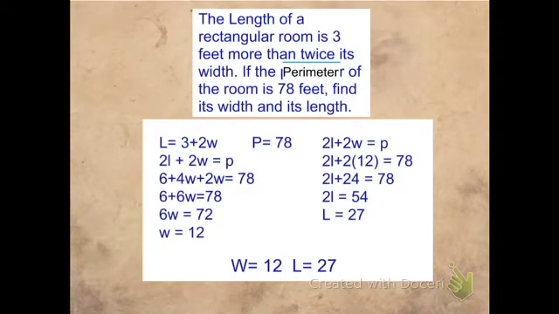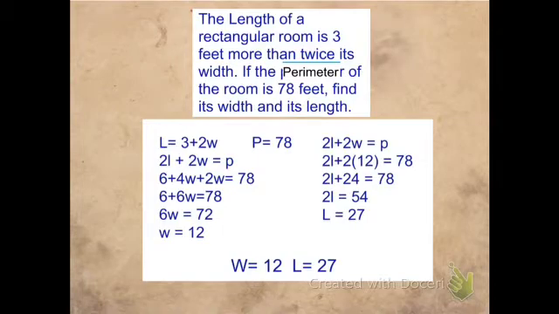A word problem. The length of a rectangular room is 3 feet more than twice its width. If the perimeter of the room is 78 feet, find its width and its length. So first we look at the formula, which is 2L plus 2W equals P. And we know that L equals 3 plus 2W and P equals 78. So we plug it in to find what W equals.